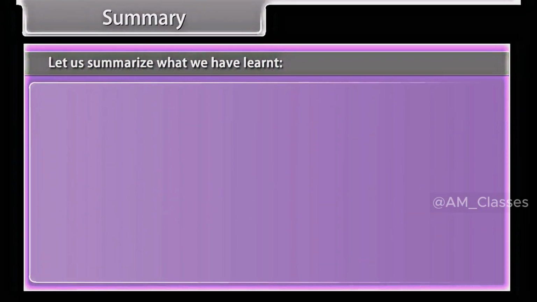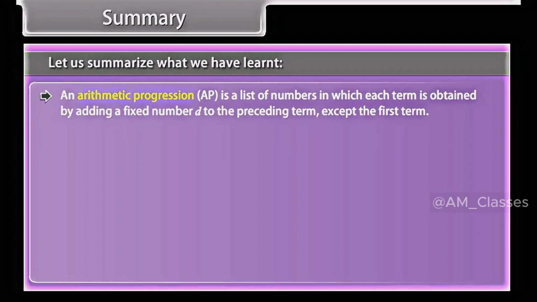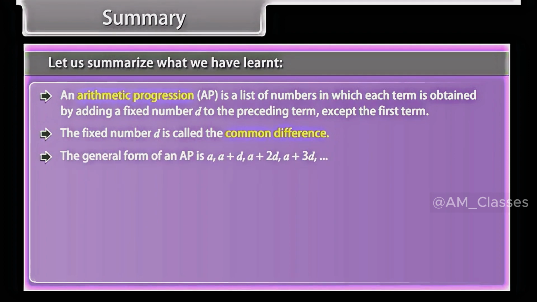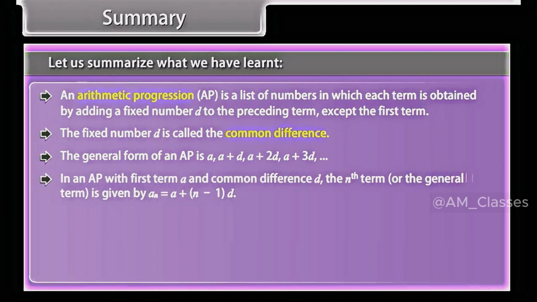Let us summarize what we have learned. An arithmetic progression, AP, is a list of numbers in which each term is obtained by adding a fixed number d to the preceding term, except the first term. The fixed number d is called the common difference. The general form of an AP is a, a plus d, a plus 2d, a plus 3d, and so on. In an AP with first term a and common difference d, the nth term, or the general term, is given by an is equal to a plus (n minus 1) into d.